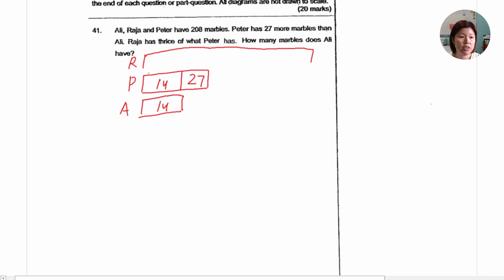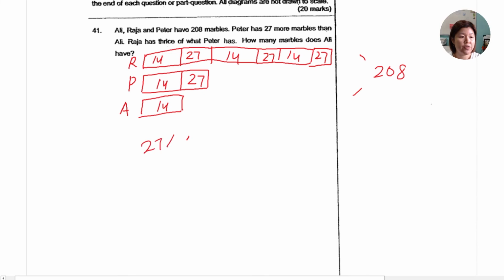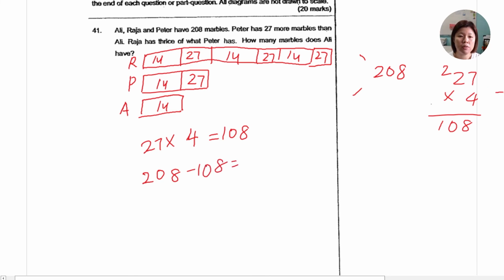So I draw a big one first. So here is 1 unit. I got 1 set the same. 2 sets the same. Okay, so total is 208. So we find Ali. So we have all the numbers here. So it has 27 times 4. Okay, do the working here. Carry over, it is 108. So we can take away the extra to find the unit. So 208 minus 108 is equal to 100.